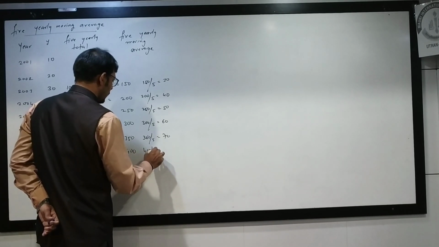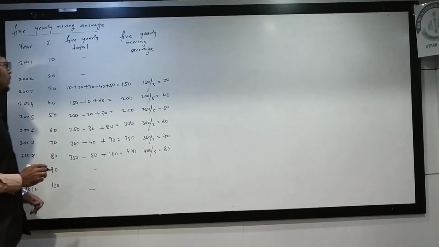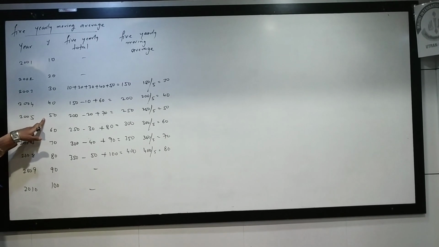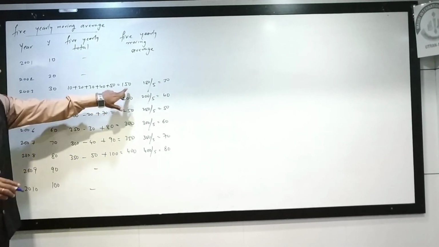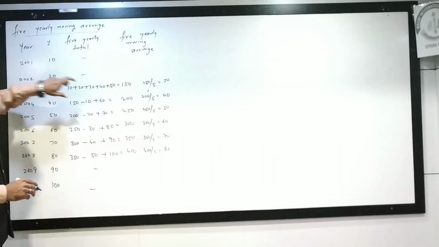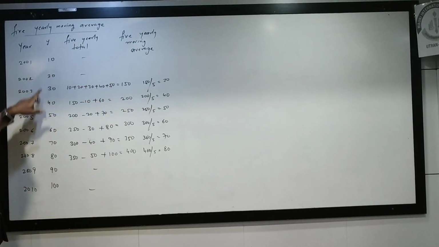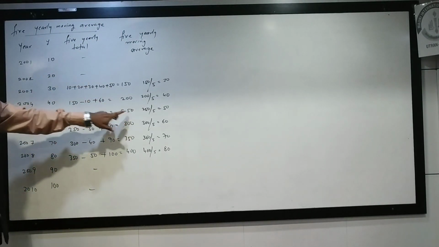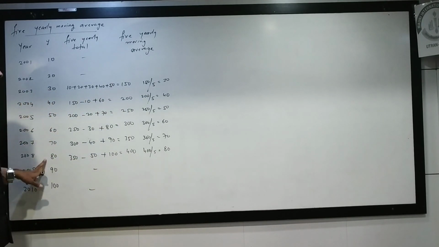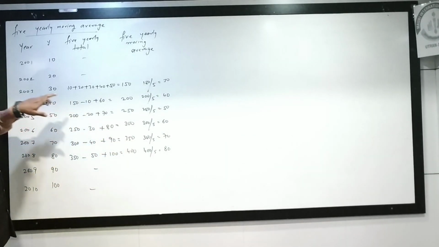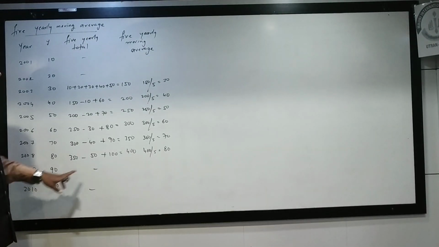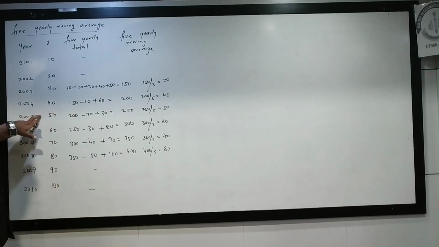And 400 upon 5. You have to add the first five numbers first of all. Then, from the answer, subtract the first number and add the sixth number. From the answer, subtract the second number and add the seventh number. From the answer, subtract the third number and add the eighth number. From the answer, subtract the fourth number and add the ninth number. From the answer, subtract the fifth number and add the 10th number.